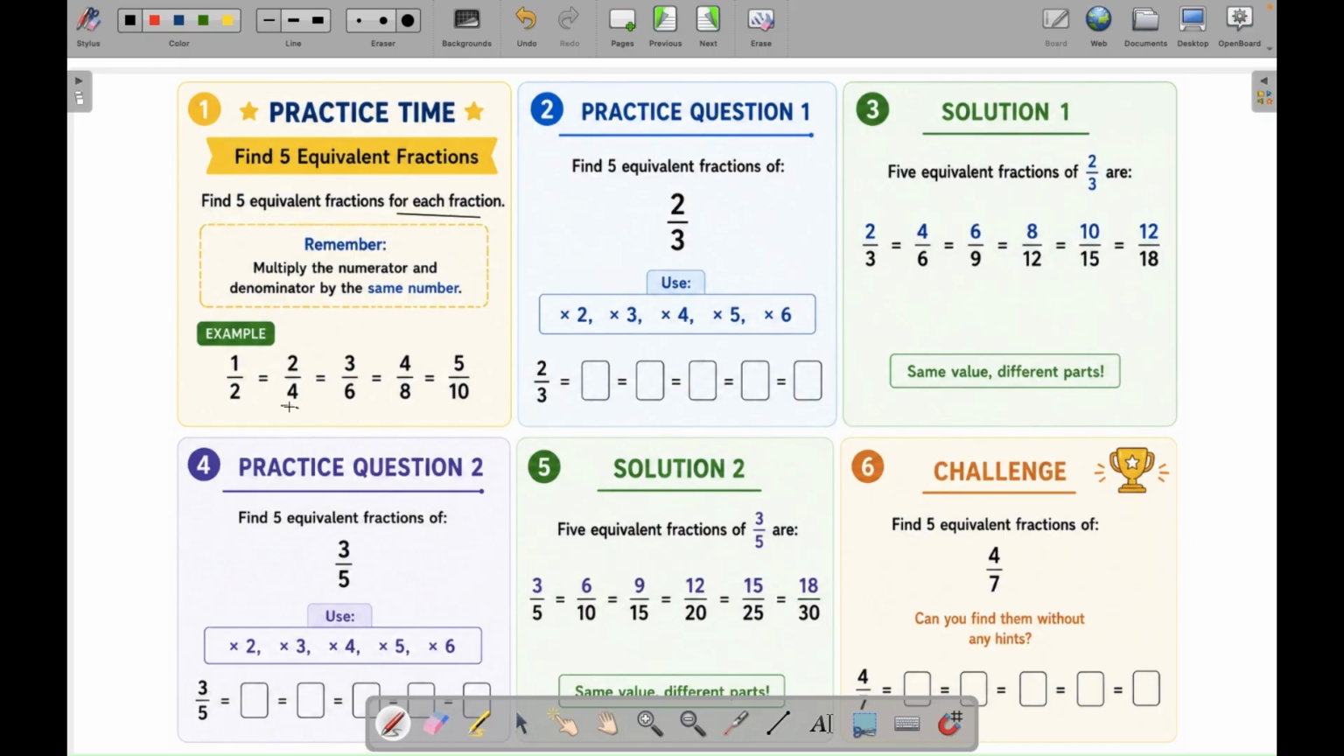To find the first equivalent fraction, we multiply both of them by 2. So 1 multiplied by 2 gives us 2 and 2 multiplied by 2 gives us 4. To find the next equivalent fraction, I'll multiply both of them by 3. So 1 multiplied by 3 gives me 3, 2 multiplied by 3 gives me 6. To find the third, I'll multiply it with 4. So 1 multiplied by 4 is 4, 2 multiplied by 4 is 8. So this is the fourth one. And the fifth one will be 1 multiplied by 5 is 5 and 2 multiplied by 5 is 10. Fifth one will be multiplied by 6.